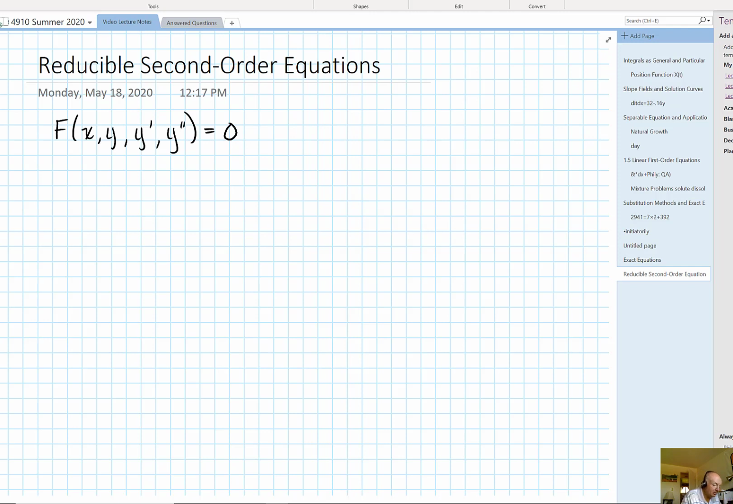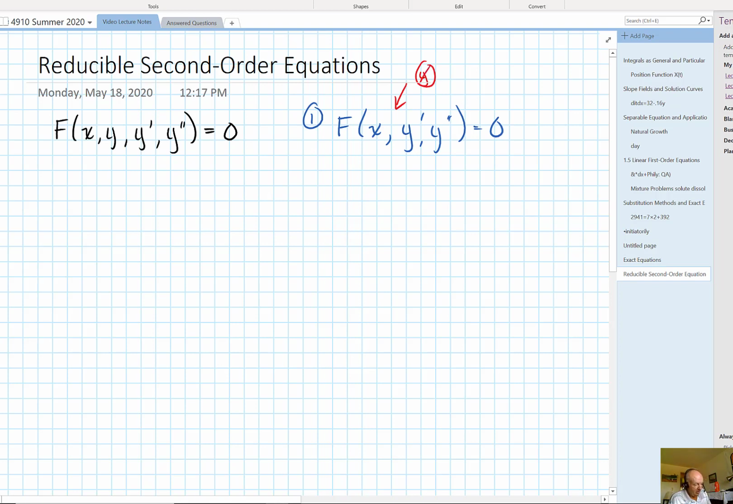Now we have some caveats. The only ones that are reducible are second order differential equations that, number one, might be missing the y term. So there is no y term in there. We've got x's, we've got y primes and y double primes. Those are the easiest and those are the ones we'll look at first. But in order to be reducible, we can't have a y in there.